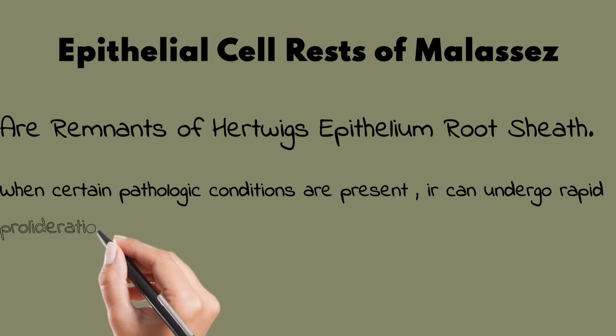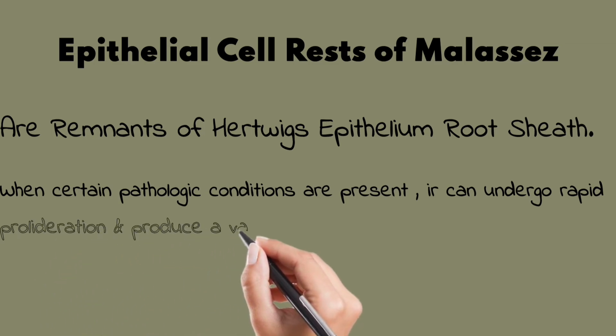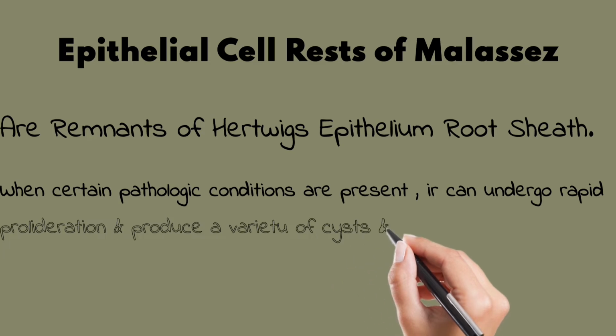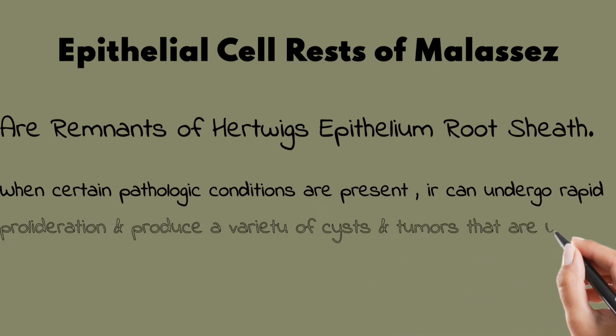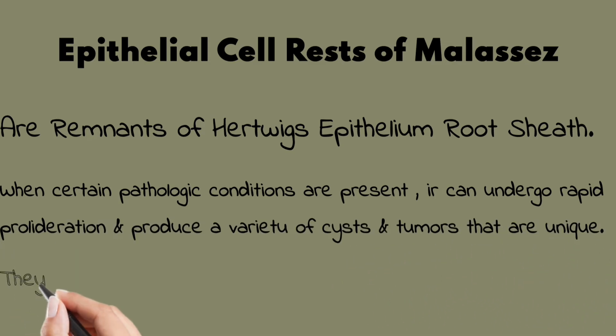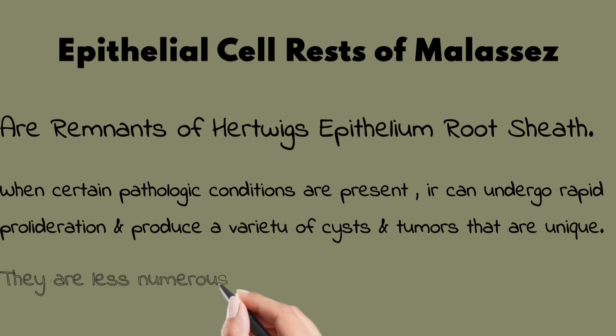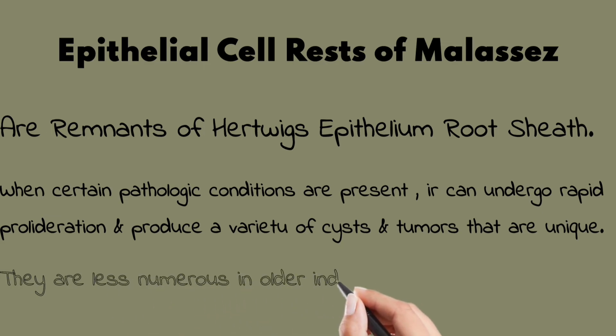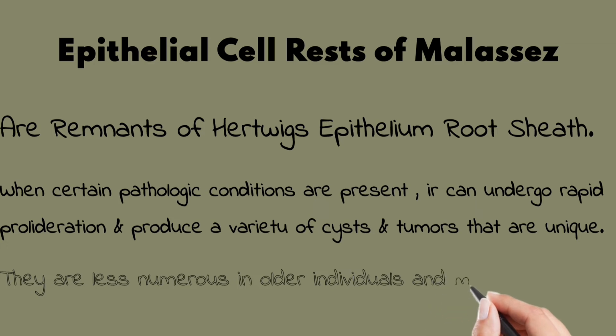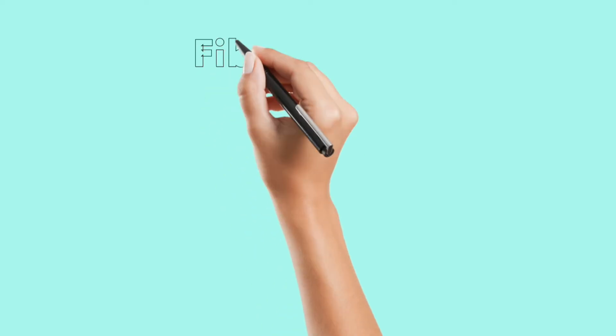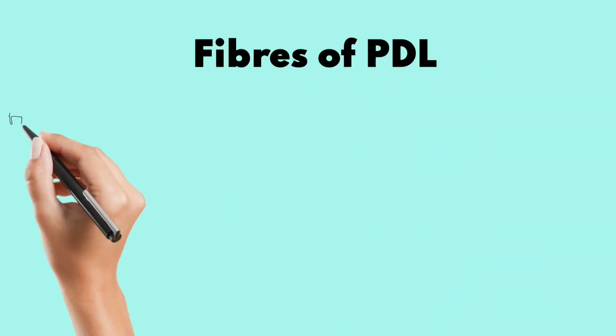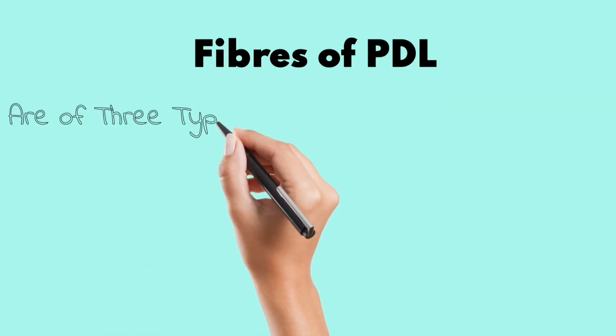When certain pathological conditions are present, these cells of Malassez can undergo rapid proliferation and produce a variety of cysts, like periapical cysts and tumors, which are unique to the jaws. Also, they are less numerous in older individuals and more numerous in children.